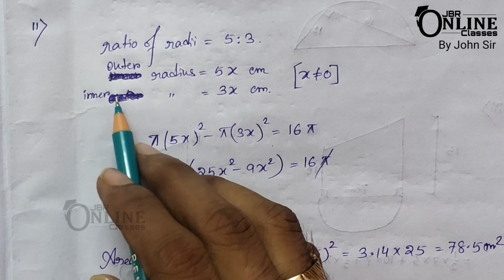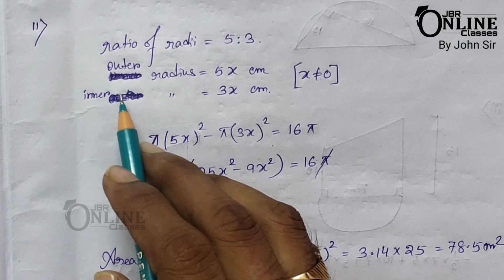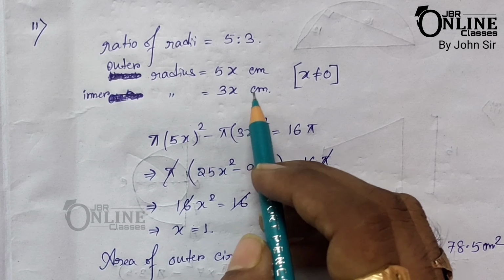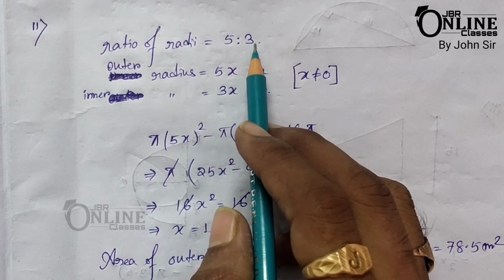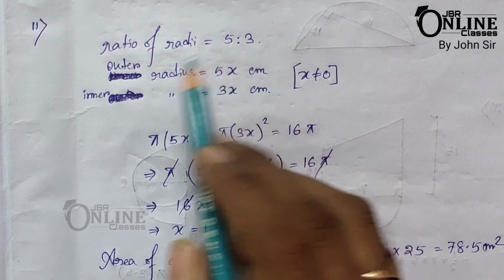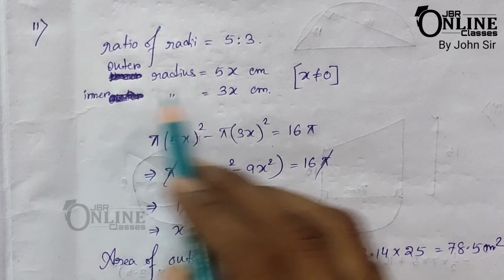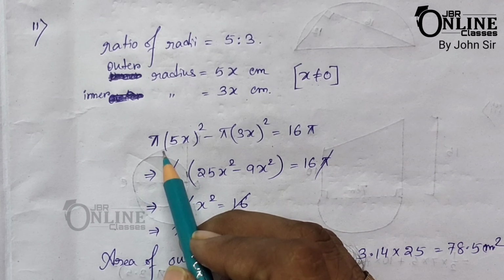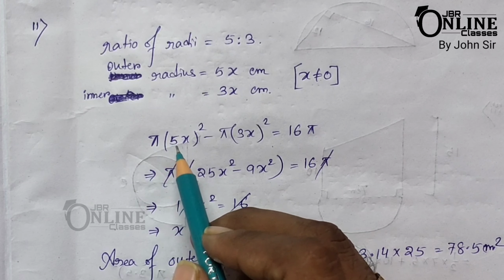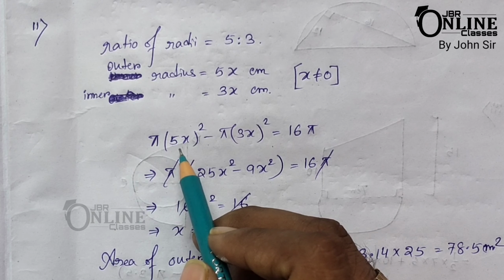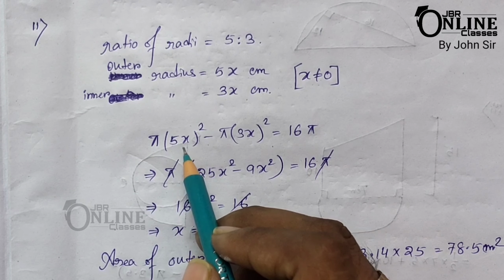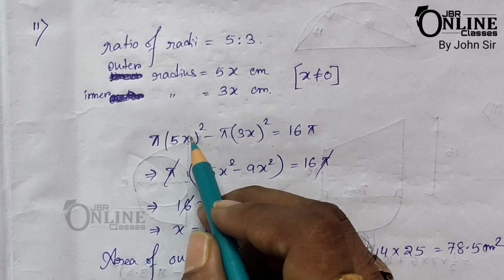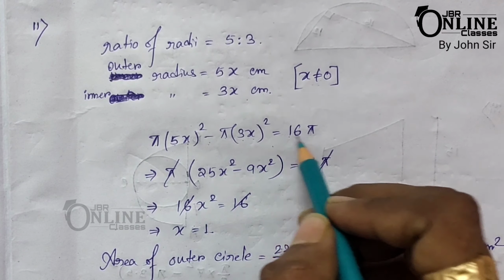Now 11. The area enclosed between the circumferences of two concentric circles is 16 pi and the radii are in the ratio 5:3. If the radii are in the ratio 5:3, then the outer radius will be 5x and the inner radius is equal to 3x, where x is a non-zero constant. So as the area between the two concentric circles is 16 pi square centimeter, here pi into 5x square, that is the outer area, minus pi into 3x square, is equal to 16 pi.